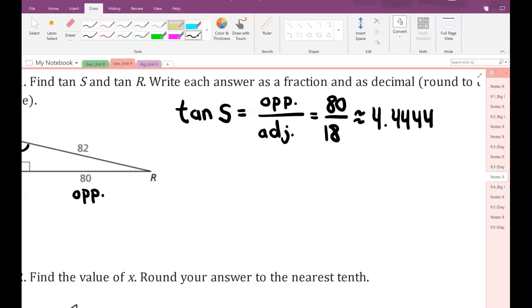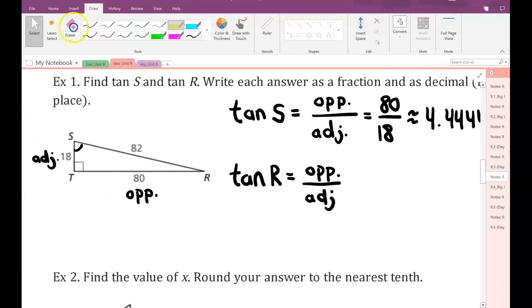So now, finding tangent of R, I would set it up similar. Tangent of R is equal to our opposite side divided by our adjacent side. But now since we're talking about a different angle, which side is our opposite and which side is our adjacent is going to change. Our opposite side is now 18. And our adjacent side is 80. So we have 18 over 80. There's our answer as a non-simplified fraction.